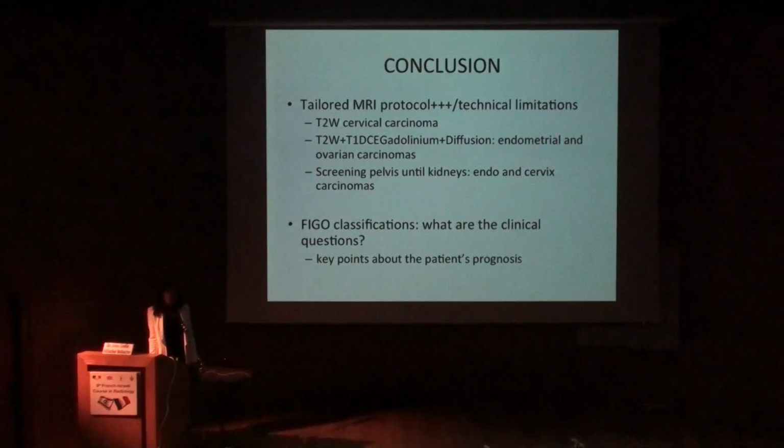The FIGO classifications are here to help everybody to manage the patient, but it's very difficult to remember the FIGO classification. It's not necessary. The thing that is very important is to know the key points which help the surgeon and the medical team to improve the management of the patients. And I hope that you remember some key points after this presentation.